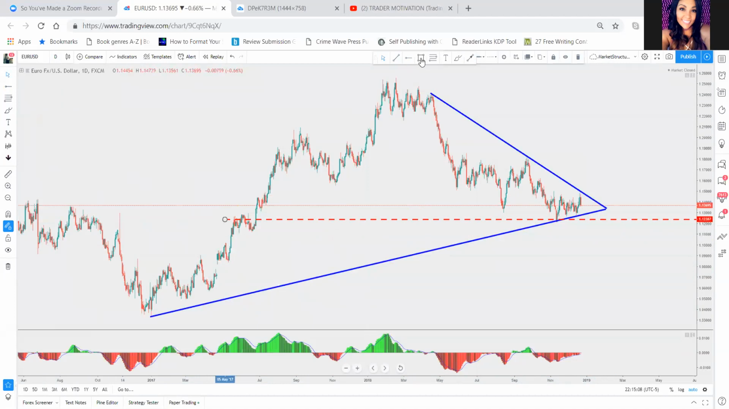It hasn't been keeping good structure. It's just been a crazy consolidation. It would have to break out hard to get back up there, which is 1,000 pips. All right.